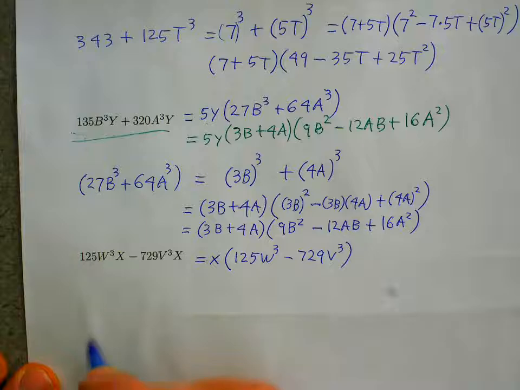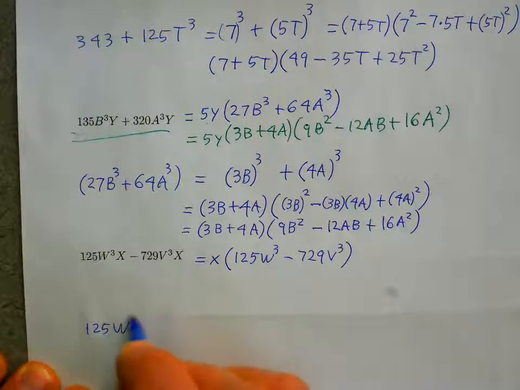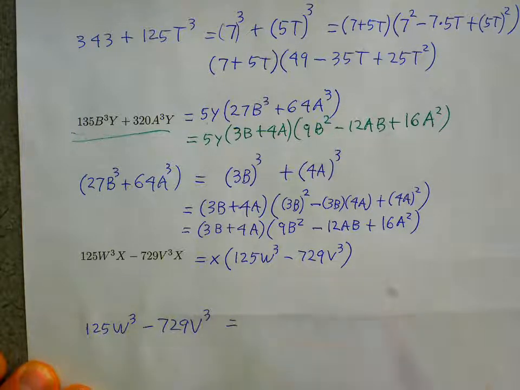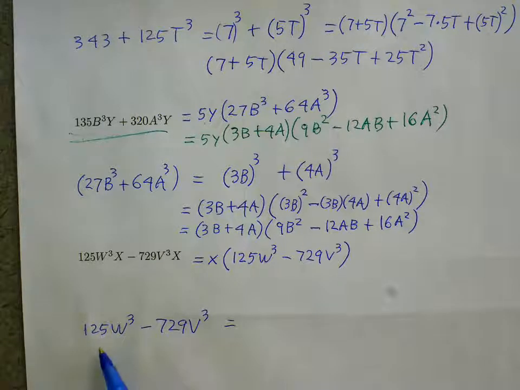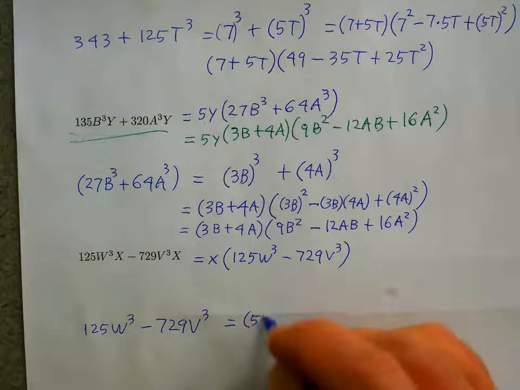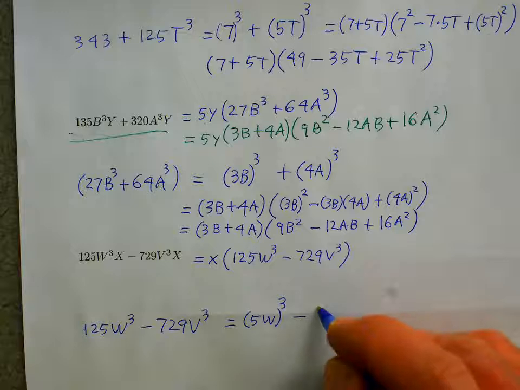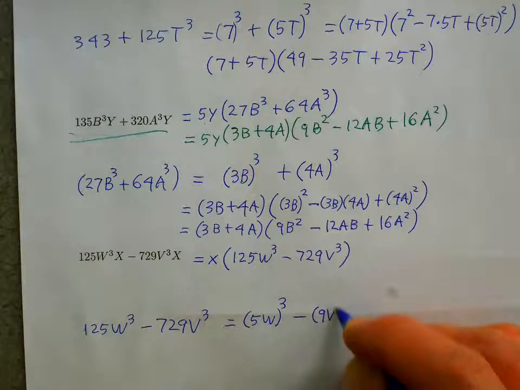So let's look at that by itself. 125w to the third minus 729v to the third. We can rewrite 125w to the third as the term 5w to the third. This just means 5w times 5w times 5w. And we can replace the minus 729v to the third with minus the term 9v to the third.